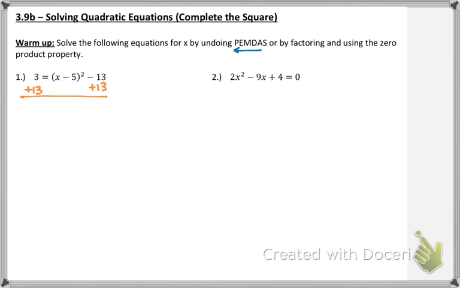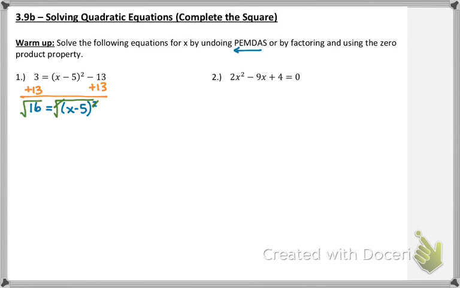So that's going to give us 16 equals x minus 5 squared. So now in order to get the x by itself, I have to get rid of the exponent and the negative 5, which is inside the parentheses. Right, so order of operations backwards. We're going to undo the exponent first by taking the square root. The square and the square root cancels out.